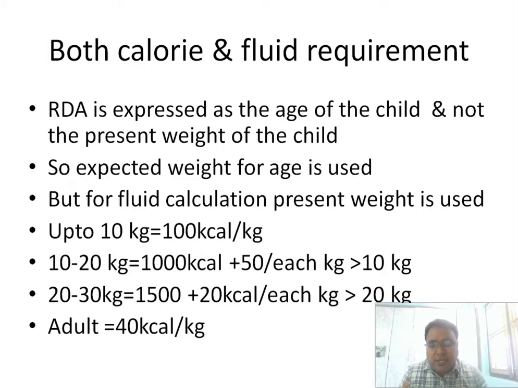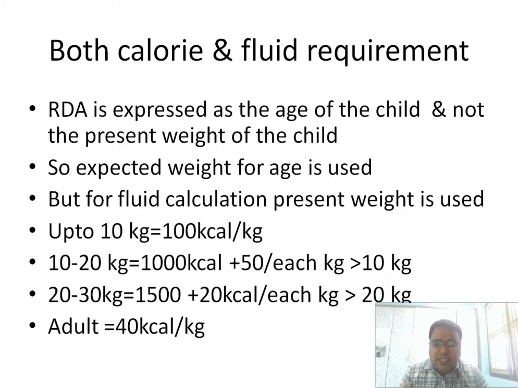Suppose up to 8 kg child, then the calorie requirement is 800 kilocalorie. After 10 kg, for every 1 kg increase in weight, the calorie requirement will be 50 kilocalorie extra. Suppose 12 kg weight, then 1000 kilocalorie plus 50 into 2, that is 1100 kilocalorie. For 20 to 30 kg, for a 20 kg child, the calorie requirement is 1500 plus 20 kilocalorie per each kg. Accordingly, we have to calculate.